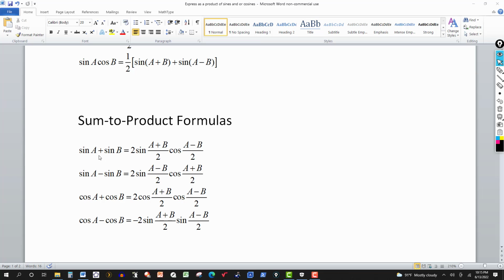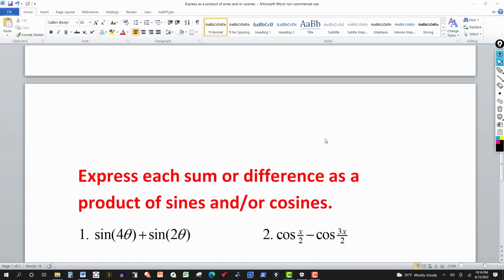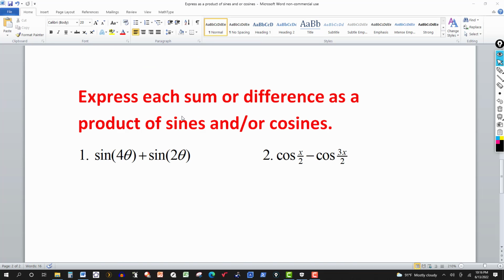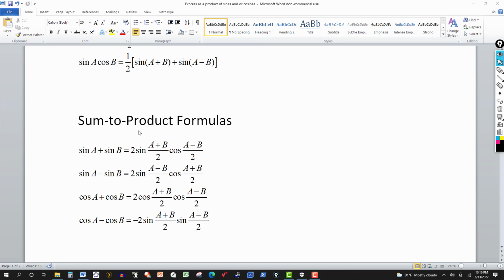We have the sine of A plus the sine of B is equal to this setup here. Twice the sine of the sum of the angles over 2 times cosine of the difference of the angles divided by 2. So you can pause and look at those formulas. But in our case, it wants you to express each sum or difference as a product of sines and cosines. So we're going from a sum to a product.